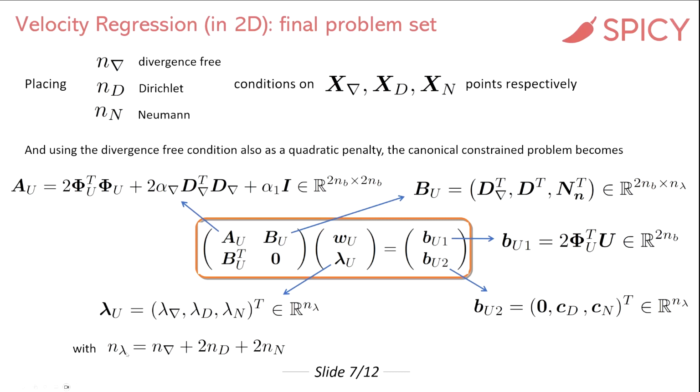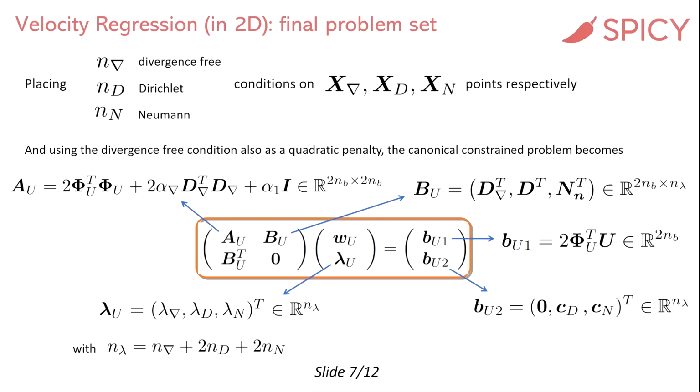Note that we have n_lambda Lagrange multipliers: we have n_nabla for the divergence, which is a sort of scalar constraint if you want, and then you have 2n_D and 2n_N. Here's the 2 because we are in 2D. If you want to go to 3D, you can see easily how this will change. But now, based on what you have learned from the previous video, at this stage you should ask, why are we using the divergence-free condition both as a penalty and as a constraint?